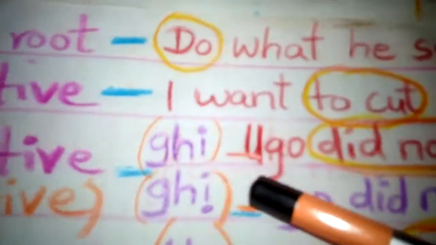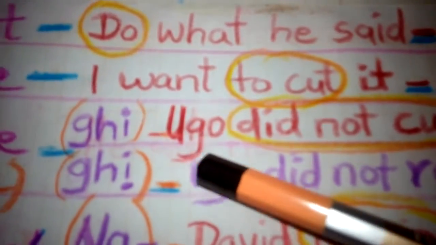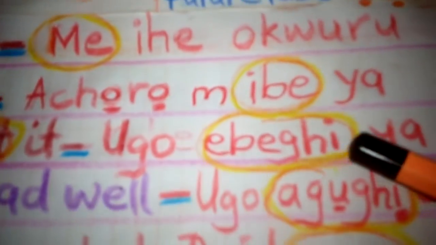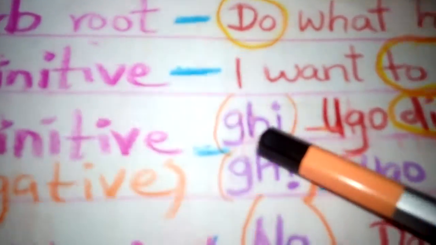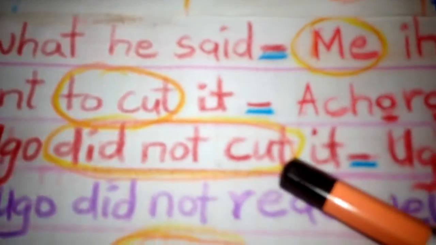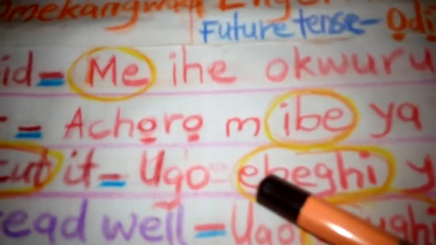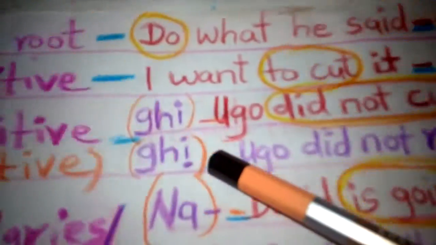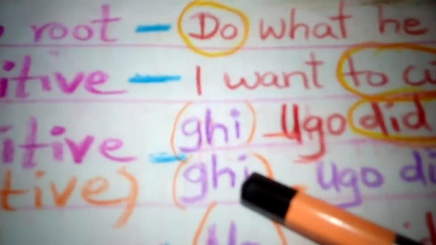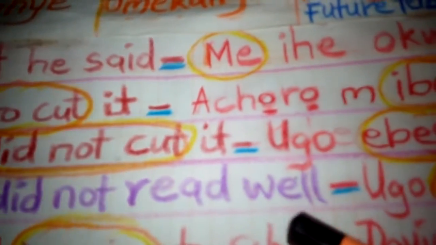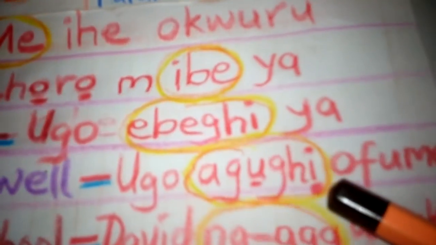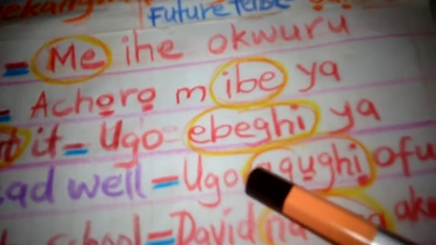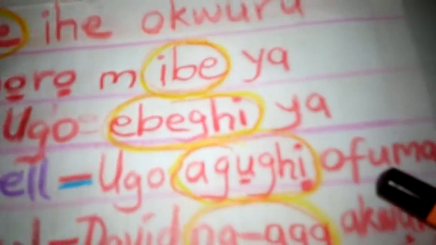Negative infinitive with re and a. Ugo did not cut it, Ebeyi. You remember ye is the negative. So I want to use ye, the re group. Ugo ebeyi. If they say a group, this is a group. So negative infinitive, a group. Ugo did not read well: Ugo agui ofuma. You see I use a here and re here, the two places.